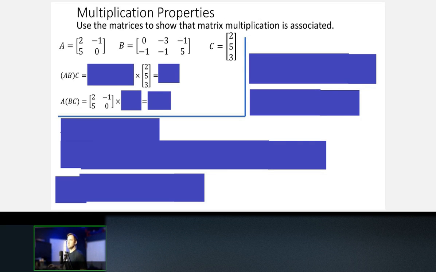Okay, matrix multiplication properties. This problem wants you to show the associative property. So you're going to be given 3 matrices. You'll be given fill in the blank. And they want you to show that the quantity A times B then times C is the same thing as A times the quantity B times C. So you're going to have to fill in these blanks with the correct matrices. How do I find this first blank? What do I do?